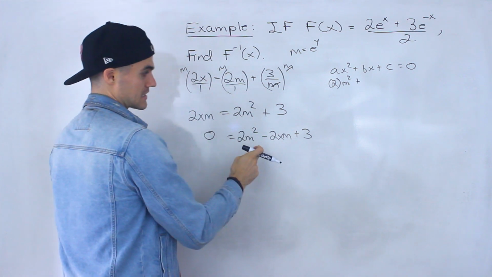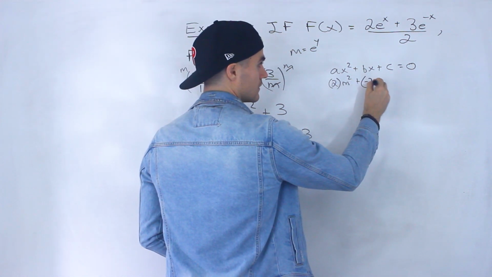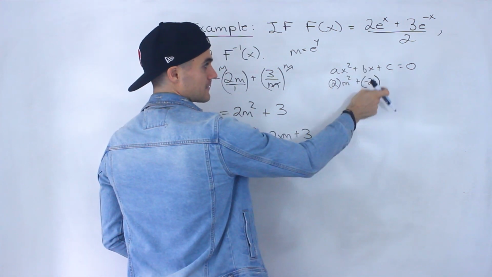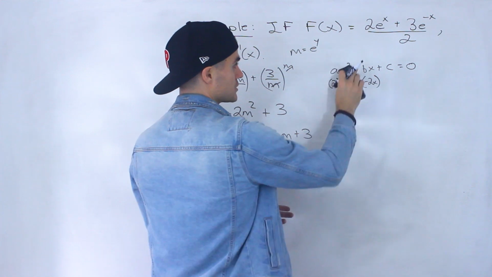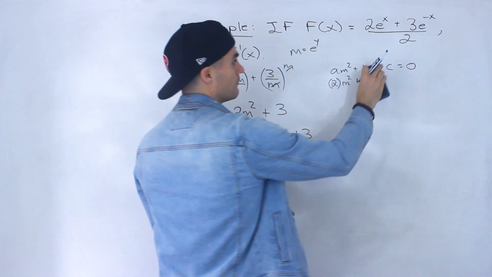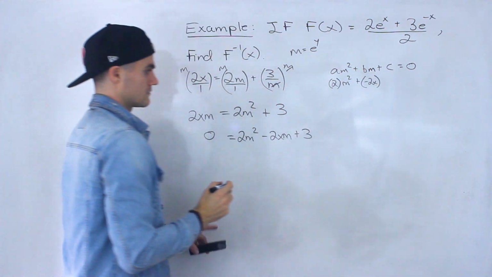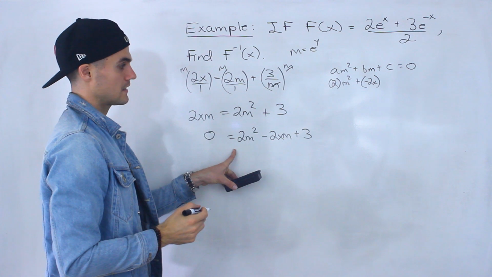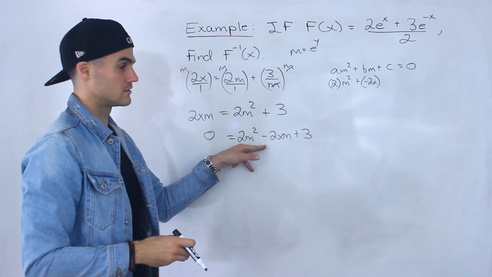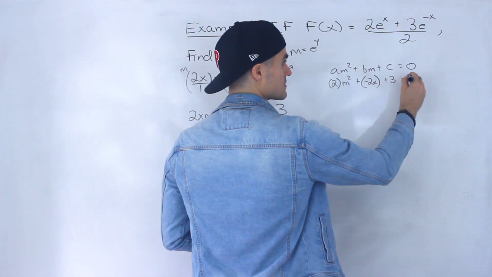What's the b value in this case? The b value is negative 2x. Okay, this x and this x are not the same thing. You know what? Instead of putting an x here, just so you don't get confused, I'm going to put an m, because that's the variable we're dealing with in this case. And then the b value is this entire expression, negative 2x, and the c value is 3.